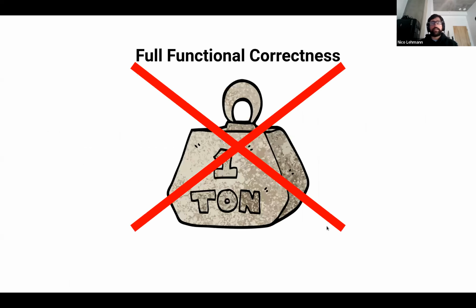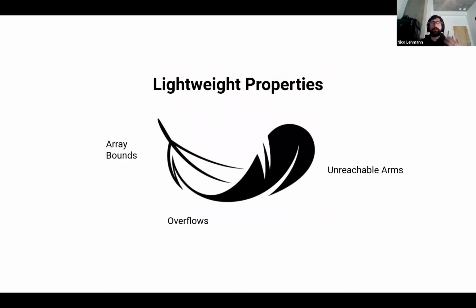What I mean by that is that currently we're not worried too much about heavy properties like functional correctness of programs, but rather something that we came to call lightweight properties. So I'm thinking about array bounds, overflows, unreachable arms, stuff like that. In a way, I'm looking for a minimal set of features that you can add to a language that will allow you to prove many of these properties that are ubiquitous in normal programming, without adding too much overhead to the programming, right?